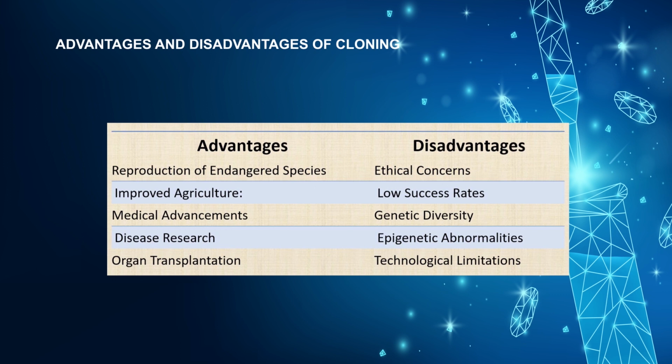The success rate of cloning techniques, especially in reproductive cloning, can be relatively low. Many cloning attempts do not result in viable offspring, and cloned animals may have health issues or abnormalities, which is another disadvantage of this method. Another is genetic diversity, where cloning directly replicates the genetic material of an individual, reducing genetic diversity. Limited genetic diversity can make cloned organisms more vulnerable to disease and environmental changes.